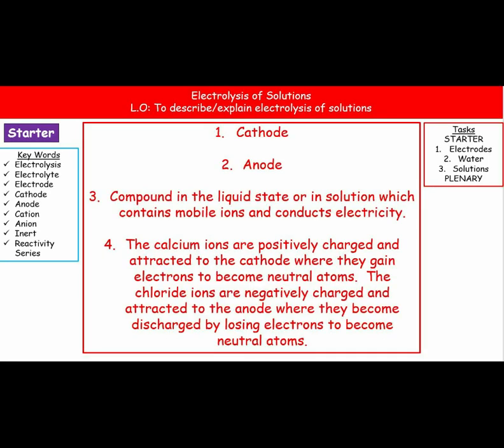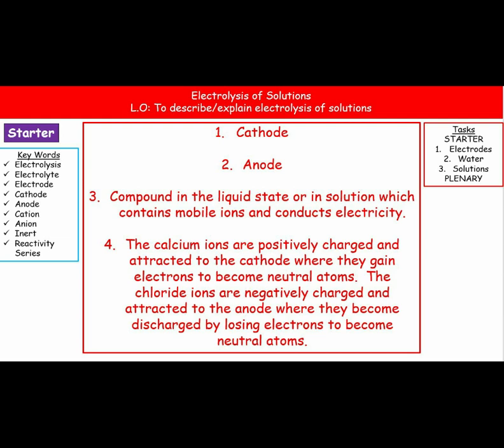Let's check our answers then. So for number 1, the negative electrode is called the cathode. Give it a tick if you've got it right. The positive electrode for number 2 is the anode. Number 3, the electrolyte, is the compound in the liquid state or in solution which contains the mobile ions and therefore can also conduct electricity. So tick that one if you got it right.